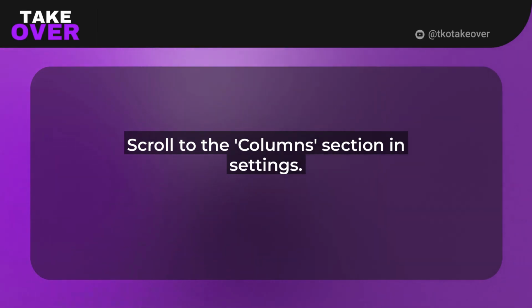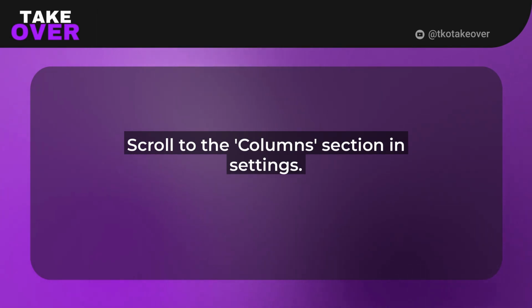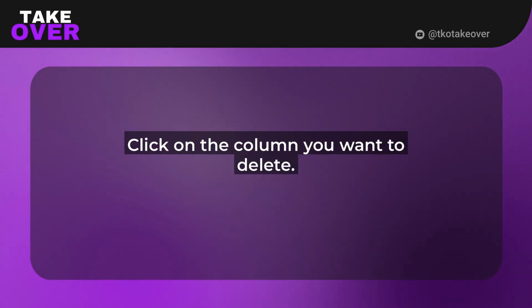Find the one you want to delete and click on its name. This opens the column's detailed settings page. On that page, you'll see a Delete button near the top. Go ahead and click it, but don't rush.